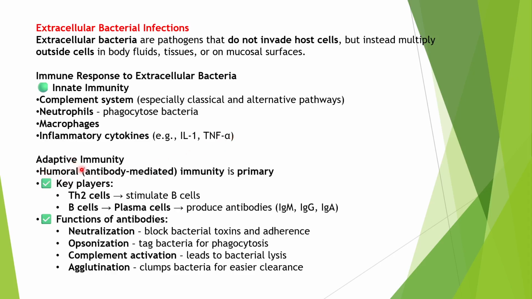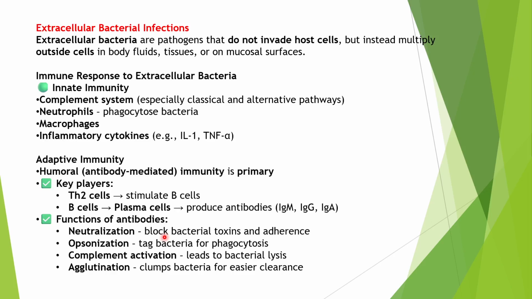Then in case of adaptive immunity, humoral antibody-mediated immunity is primary here, and the key players are Th2 cells that stimulate the B cells, and the B cells form the plasma cells, they produce the antibodies, your IgG, IgA, IgM, and then majorly they function to neutralize, opsonize, and in agglutination, as well as in activation of the complement system.